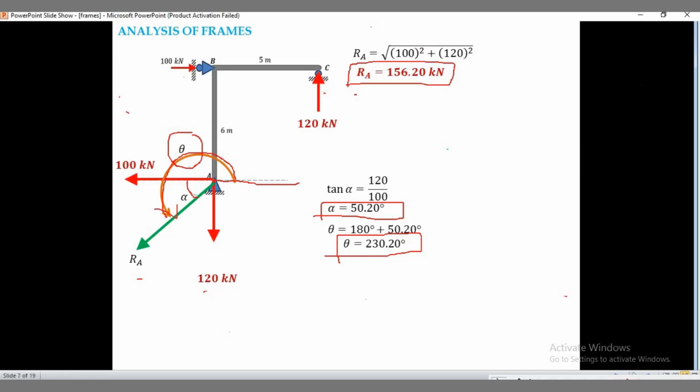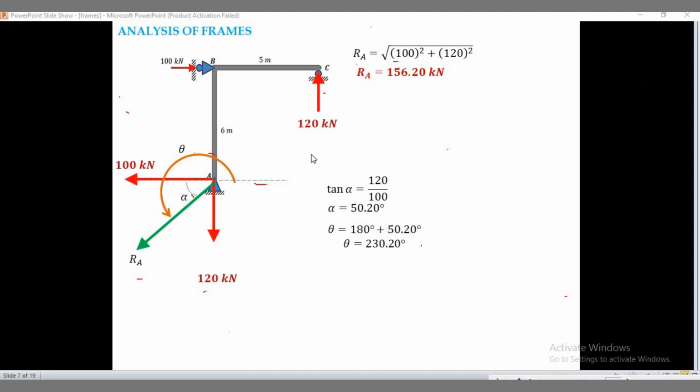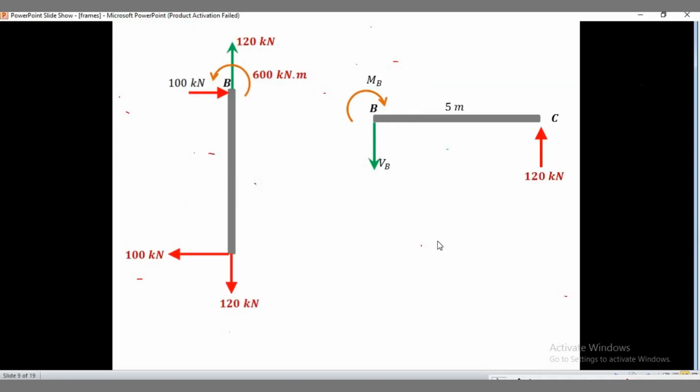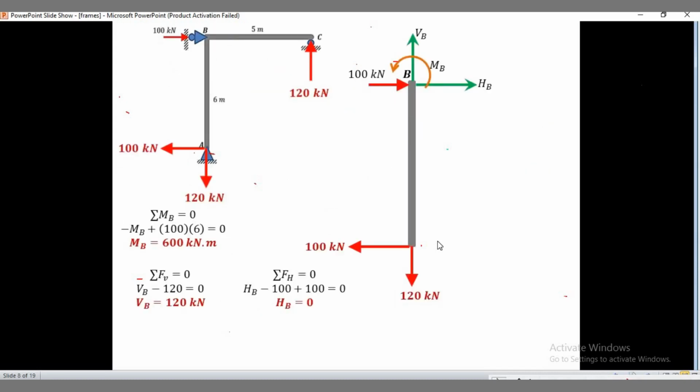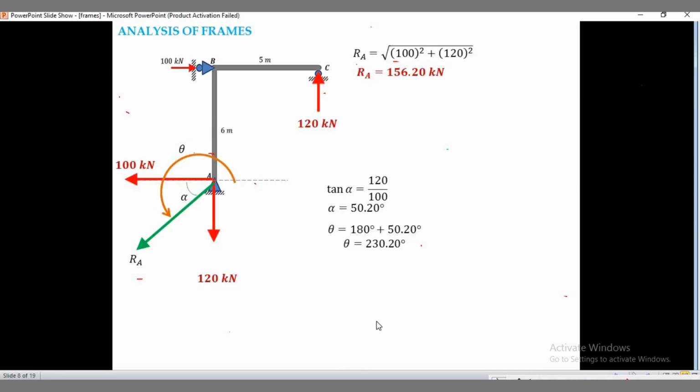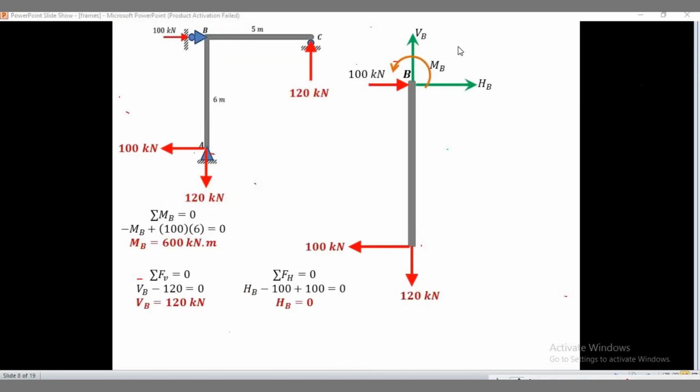Hindi pa tayo tapos. Reactions pa lang yung nasolve natin. So, if I'm going again to add the requirement for this problem, we're going to draw the shear and moment diagram for this frame. It will look like this one. So, again, pag nagdo-drawing tayo ng shear and moment, mas madali kapag by member tayo. So, I'll take first member AB. So, member AB. So, kay member AB tayo.